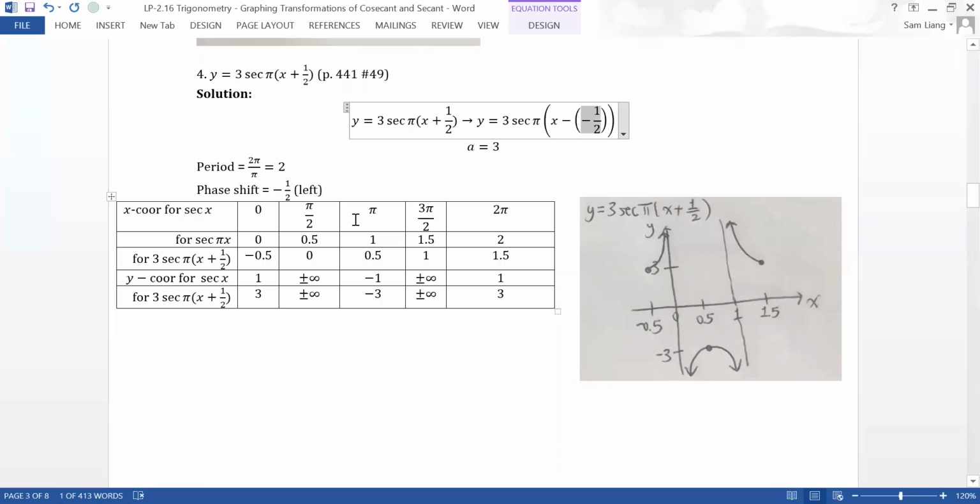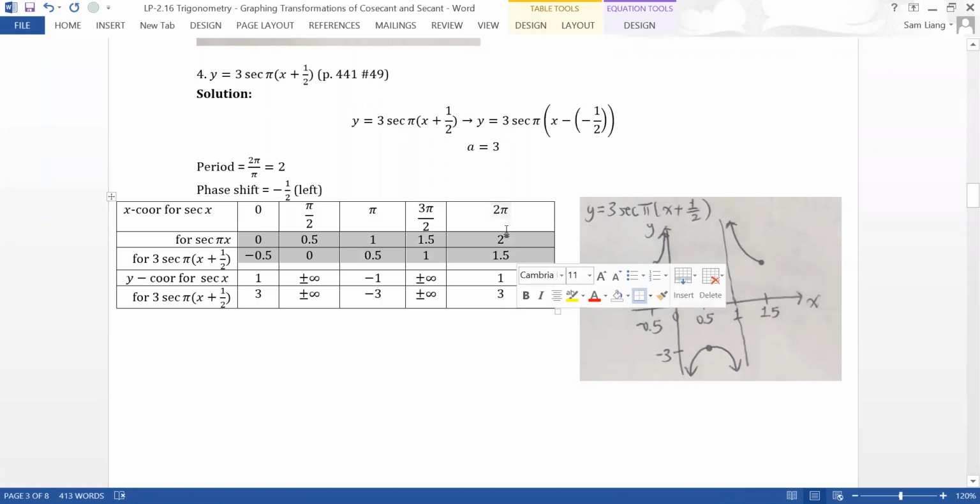The x coordinates normally for secant are 0 to 2 pi. Then we're going to divide by pi for the period change. So divide each of the first row coordinates by pi, you get 0 to 2. And then you apply the phase shift, so you subtract 1/2, you get negative 0.5 to 1.5. Y coordinates, these are the normal y coordinates for secant. And then for the vertical stretch, you stretch by a factor of 3, so multiply everything by 3. You get 3, plus minus infinity, negative 3, plus minus infinity, 3.